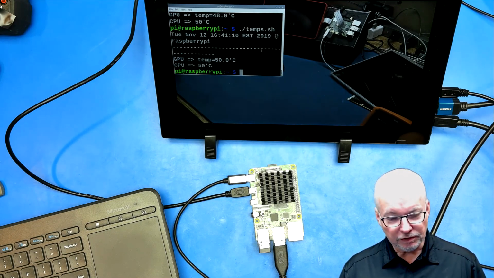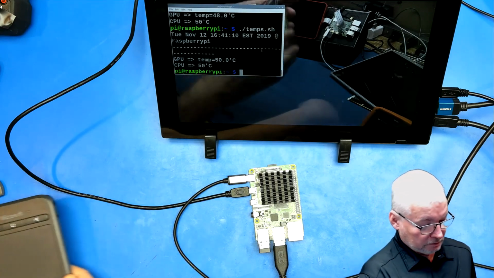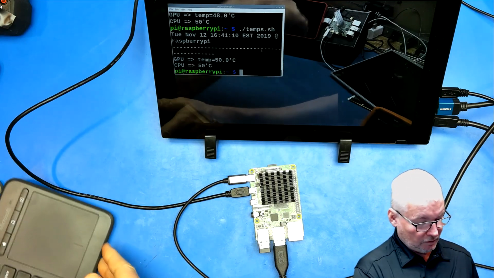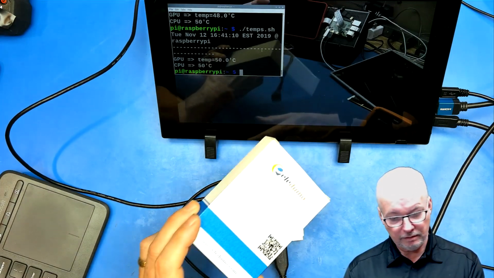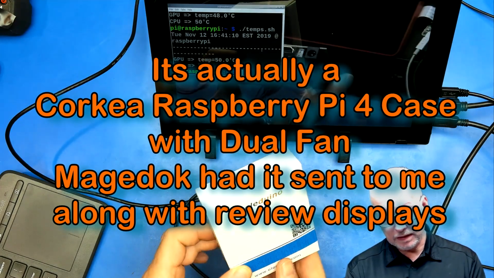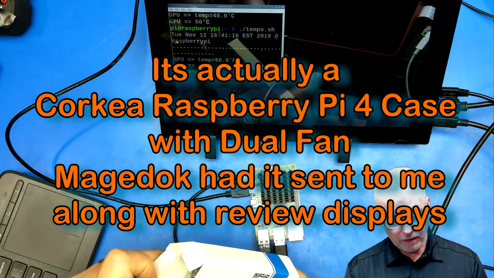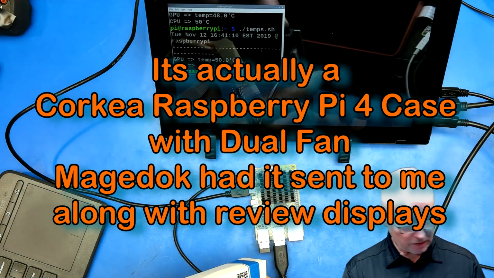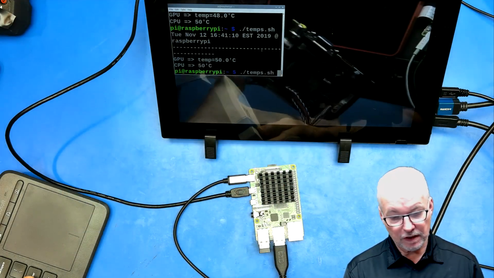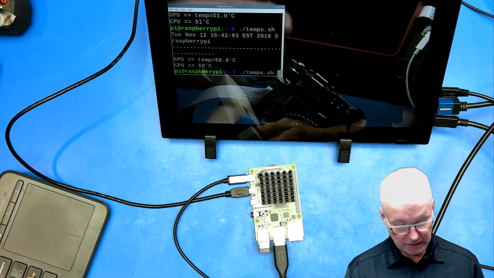What I want to do now then is we'll get out this case that was sent to me by Magedoc. And I'll provide the links to it. It's actually through one of their distributors. And we'll give it a go and see what difference this makes. So, right now we're sitting at about 51 degrees. You can see it is creeping up a little bit.